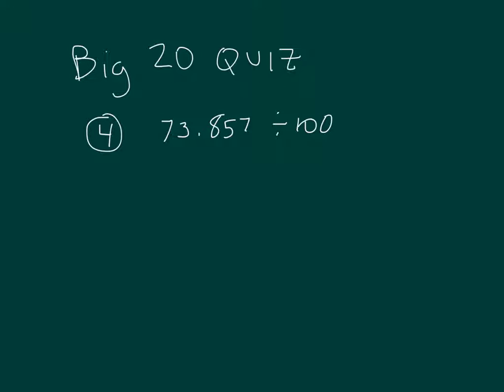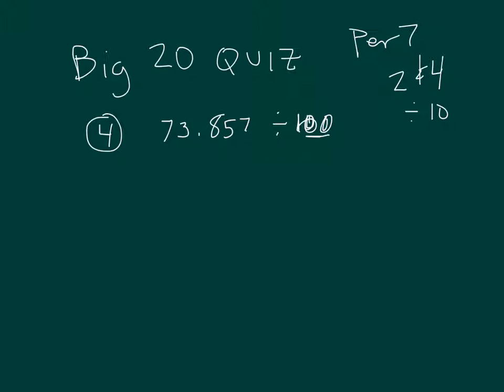This is a Big 20 review quiz recorded during my Period 7 class. And we're going over question number 4 first. Questions numbers 2 and 4 are always going to be dividing by a power of 10. In this example here, we're dividing by 100, all right, which has 2 zeros.